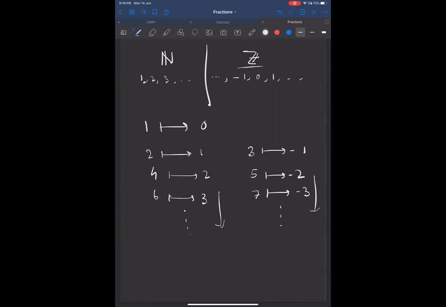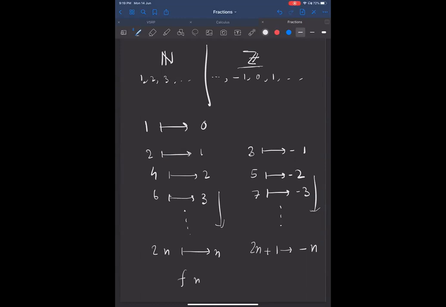But can you give me an explicit expression of the map in some way? Sir, we can write 2n gets mapped to n. Very good. 1 gets mapped to 0. And 2n plus 1 gets mapped to? Minus n. Yeah. Exactly. So this is the function.